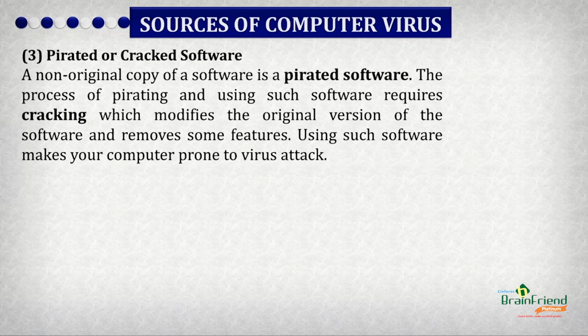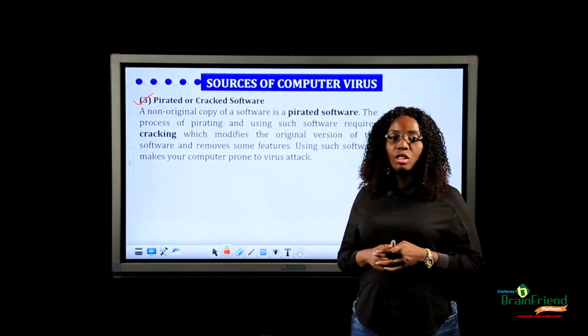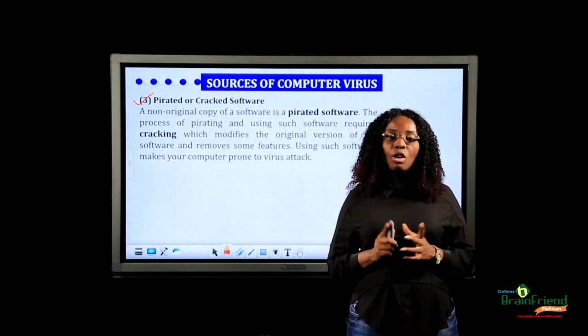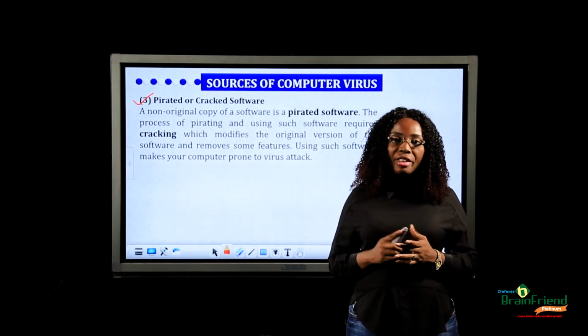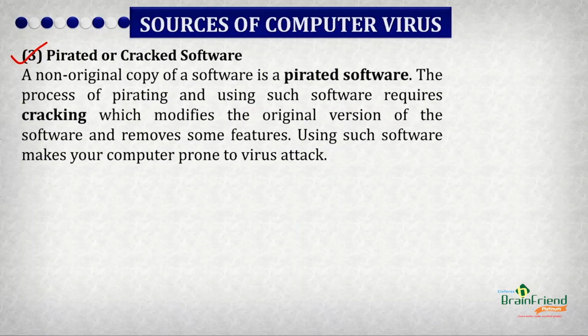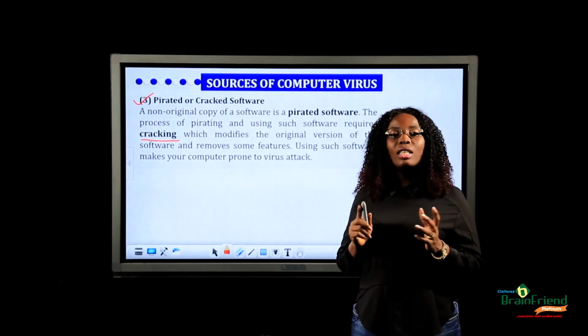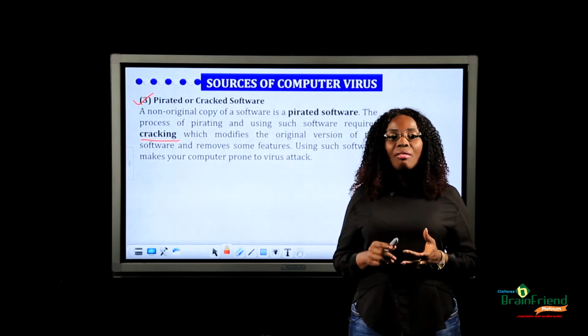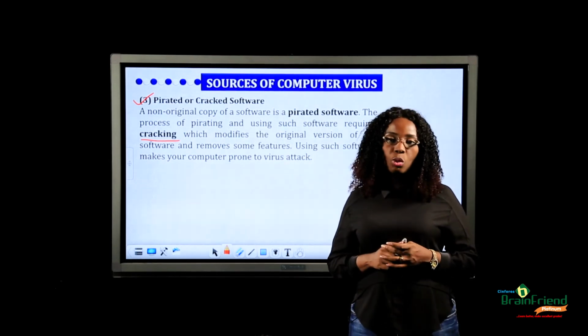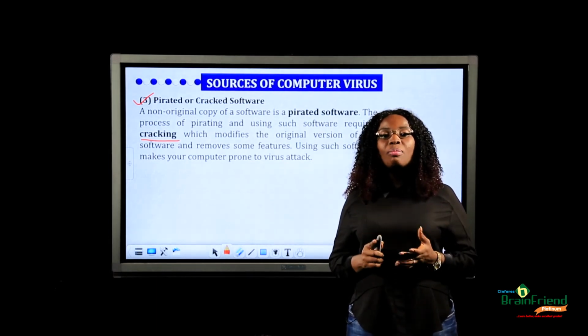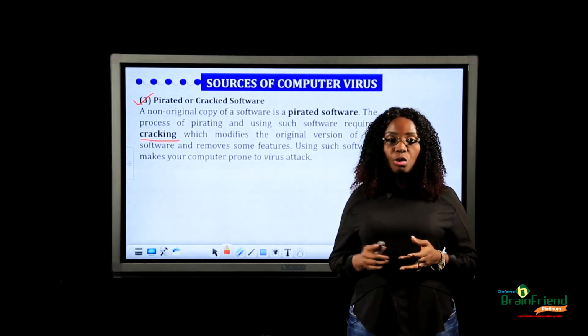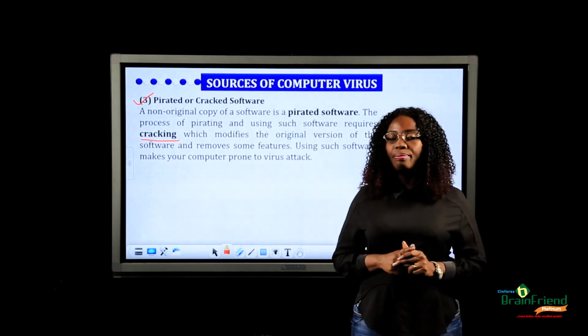The next source of computer virus is pirated or cracked software. A non-original copy of a software is a pirated copy of that software. And one process required in pirating a software is cracking. Usually, when a software is cracked, several features are removed from the software, and one of which is the security feature. This makes the software and the computer prone to virus attack.